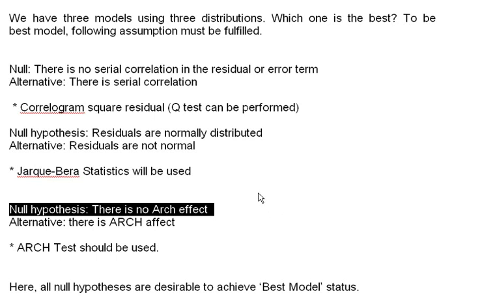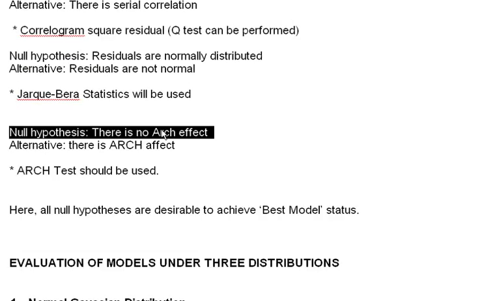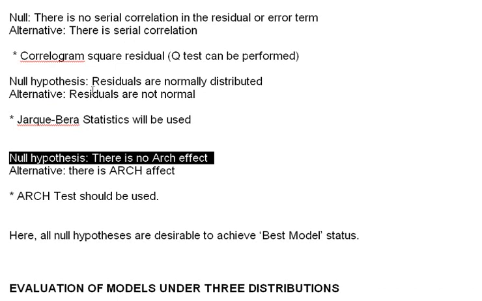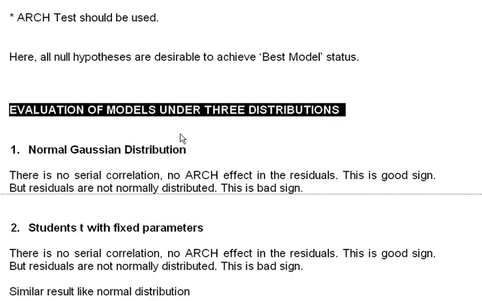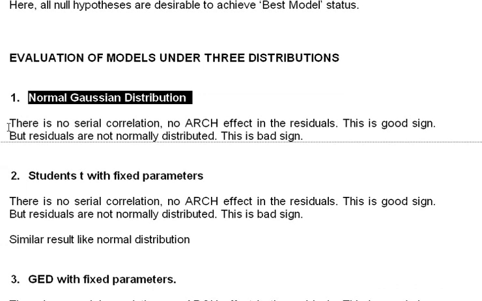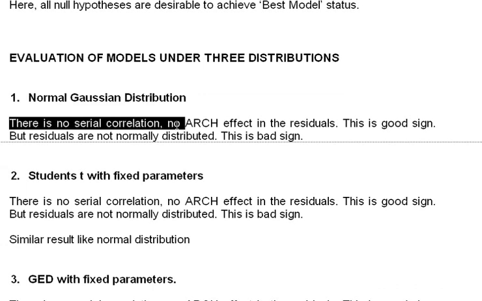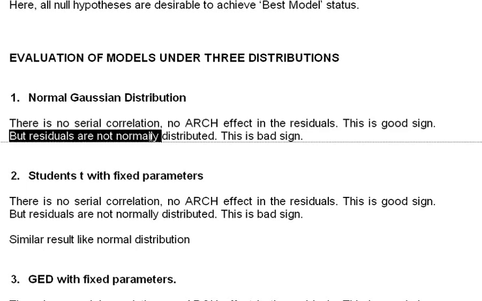Okay. Now we have already tested all the assumptions, the three assumptions here. And what is the result? Evaluation of models under three distributions. First I check under the normal Gaussian distribution. What is the outcome? There is no serial correlation, no ARCH effect in the residual. So this is a good sign. But the problem is that residuals are not normally distributed. So this one is a bad sign, right?